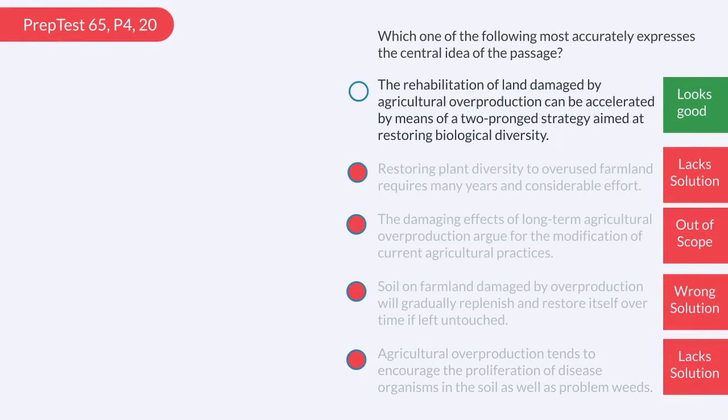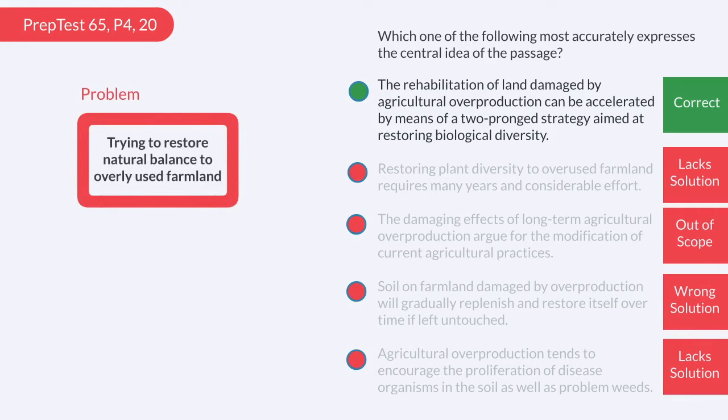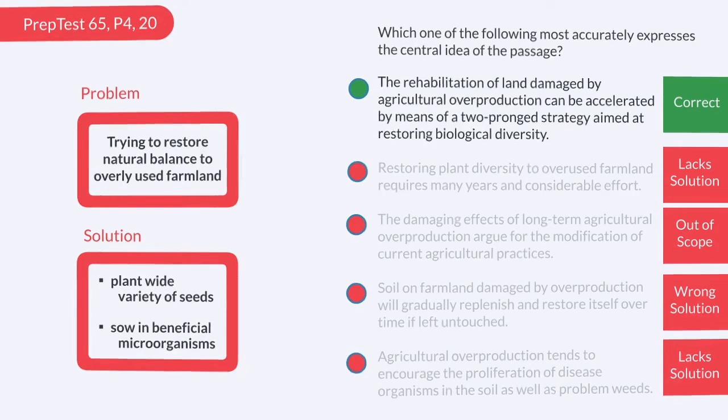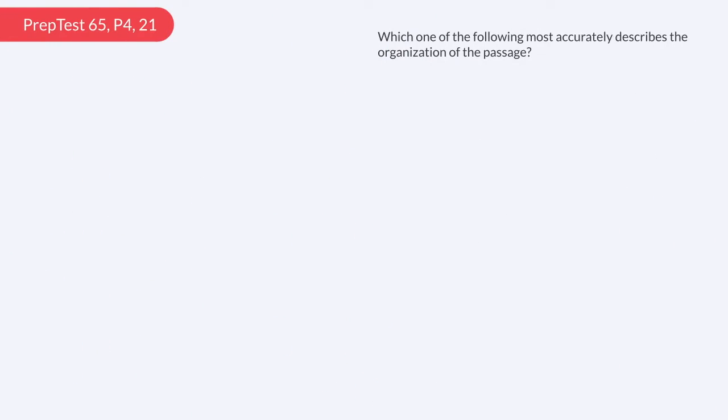All right, well, since the other four didn't really have much temptation for them, we can lock it in as A being our correct answer. We love that it is really capturing the whole framework. It's describing the problem. We need to rehab land that was damaged. And it's acknowledging that there was a solution, a two-pronged strategy. Okay, let's move on and try the next question.